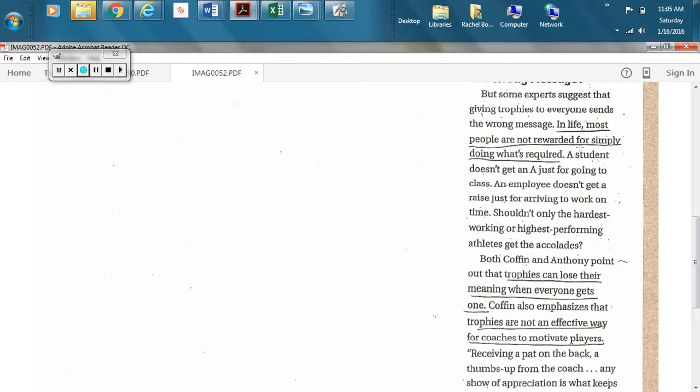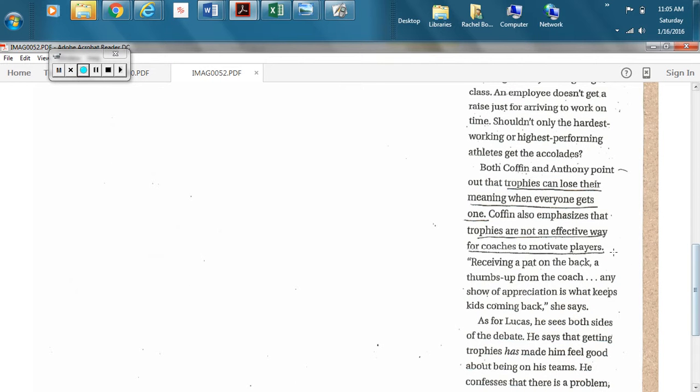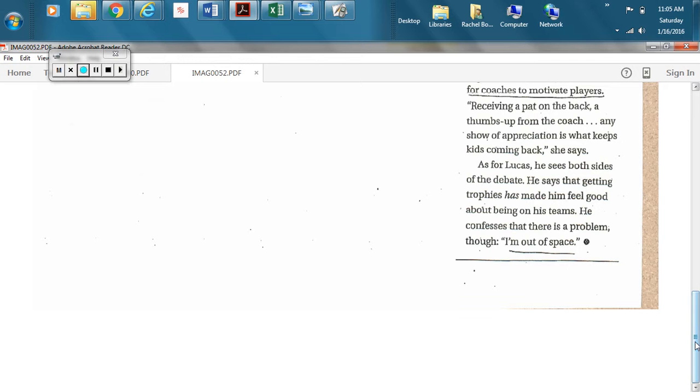Then we go back to underlining some things in support for our side, which is "in life, most people are not rewarded for simply doing what's required. And trophies can lose their meaning when everyone gets one. And trophies are not an effective way for coaches to motivate players." And then we go back again to "too many trophies, they lose their meaning," and he says he's out of space.